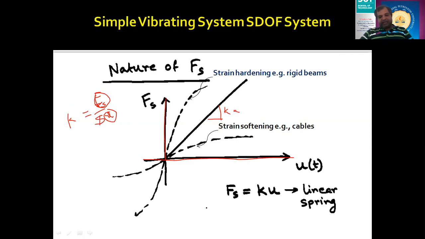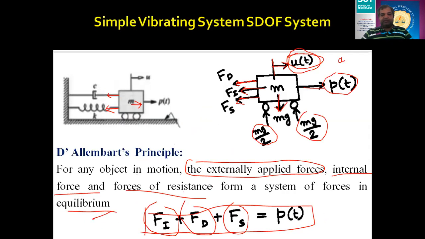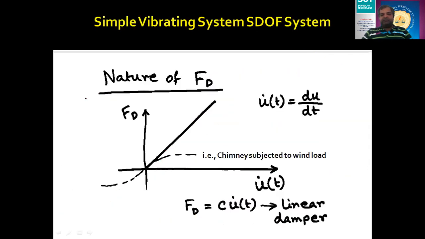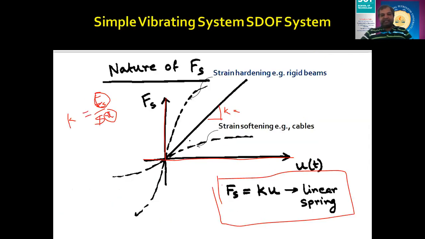So this relation becomes Fs. This is for the case where I put the linear spring in the formula. For example, in this case you have put the linear spring. If I put the linear spring, then Fs is equal to K into u. But sometimes this graph will not be linear. It may be curvilinear.